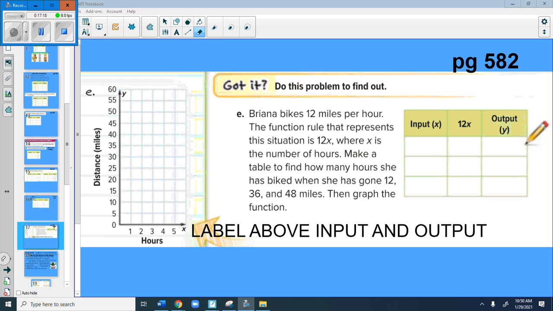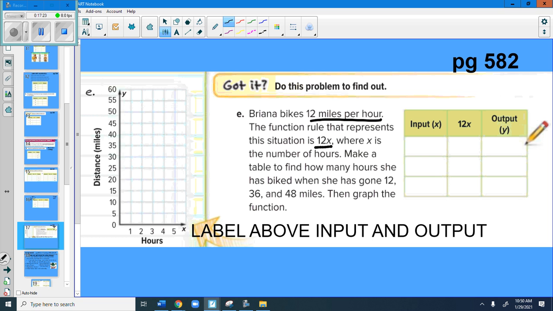Okay, my question to you, if she bikes 12 miles per hour and the function rule that represents this is 12x, what is the x representing? Kind of like when we define our variable. What is the x representing? Perfect. The hours, and the x is the input value, right? X is representing the hours. Okay, you have to read very carefully. Let's keep reading. Where X is the number of hours, good.